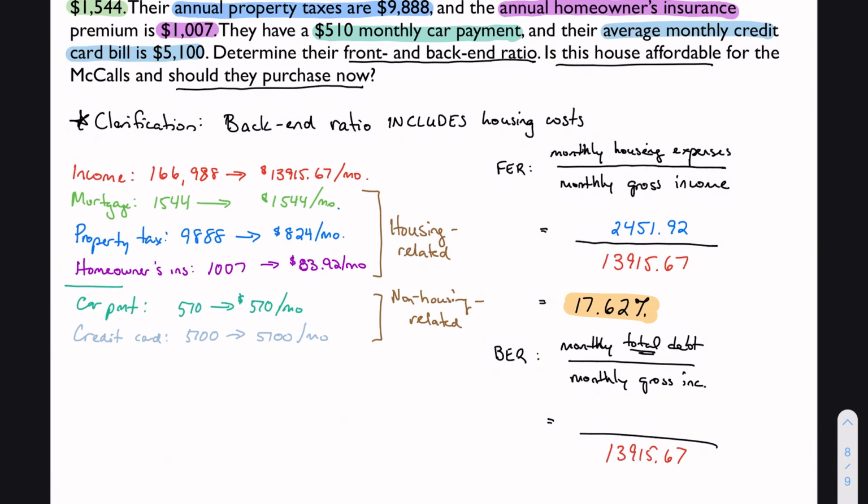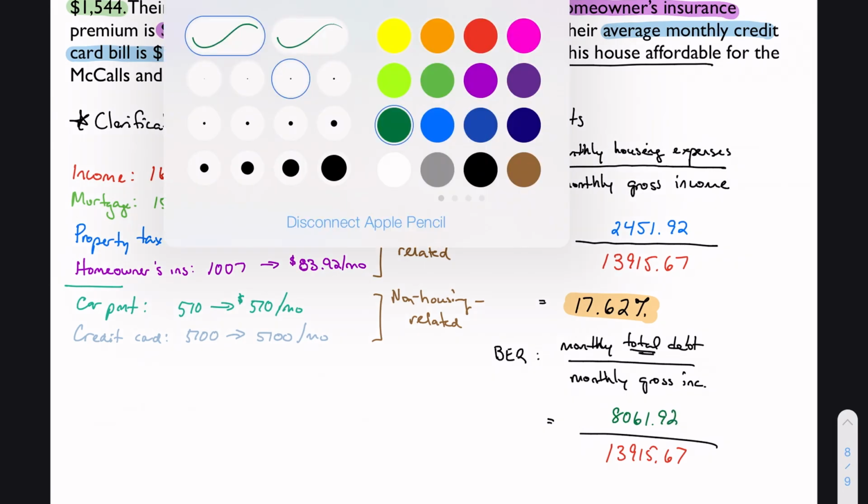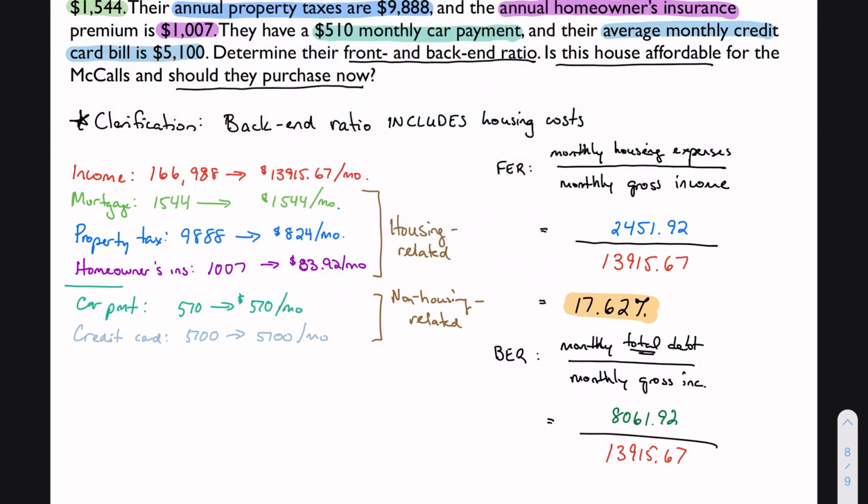So 1544, 824, 83.92, 510, and 5100. And I get a monthly total debt of 8,061.92. So on the back end, that leaves me with a ratio of 57.93%.